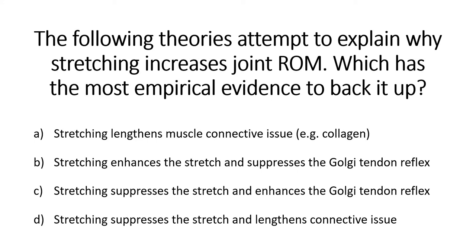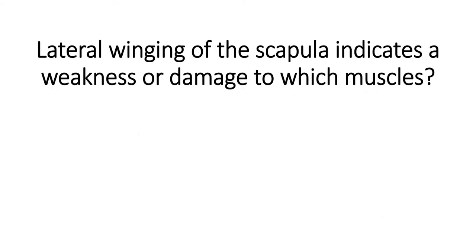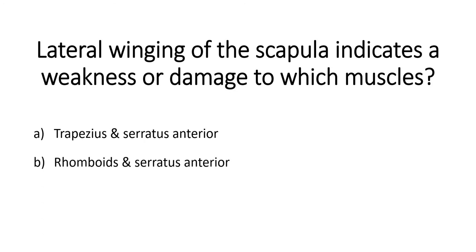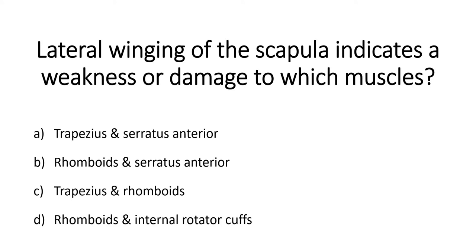Okay, moving on. Lateral winging of the scapula indicates a weakness or damage to which muscles? Is it A, the trapezius and serratus anterior, B, the rhomboids and serratus anterior, C, the trapezius and rhomboids, D, the rhomboids and the internal rotator cuffs? So which of those muscles, if weakened, would produce lateral winging of the scapula?